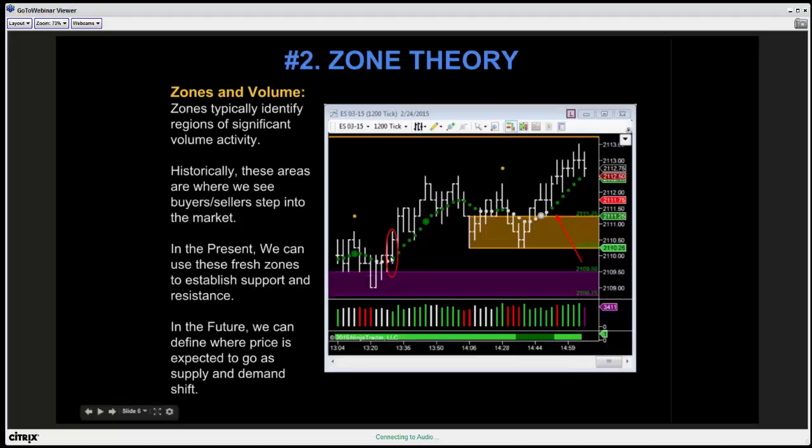Purple level, meaning guess what, ladies and gentlemen, we're going higher. Prices failed to do something. We've kept track of this market event in the past so that presently we can make a trading decision, and then in the future we can see where price is likely to react again and on these basic principles of supply and demand. Okay, now how are these zones formed? Well, that's a really good question.